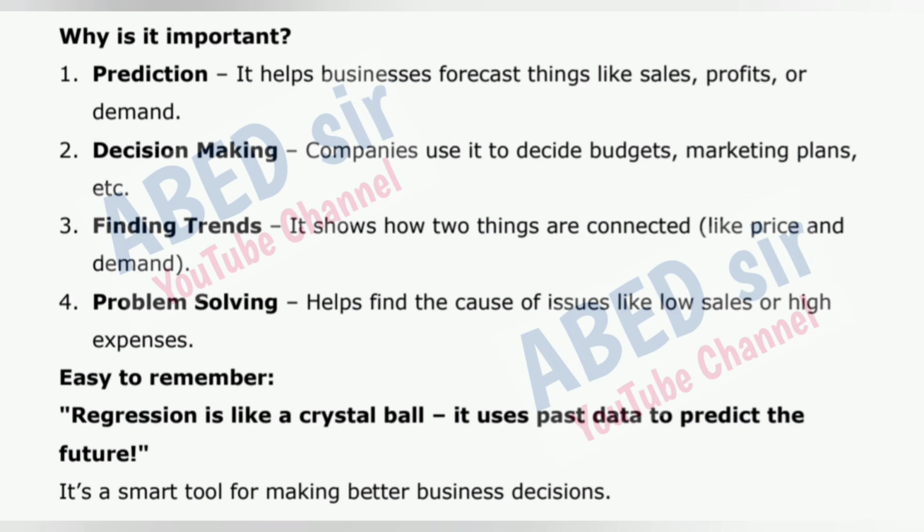Why is it important? 1. Prediction. It helps businesses forecast things like sales, profits, or demand. 2. Decision making. Companies use it to decide budgets, marketing plans, etc. 3. Finding trends. It shows how two things are connected, like price and demand. 4. Problem solving. Helps find the cause of issues like low sales or high expenses.